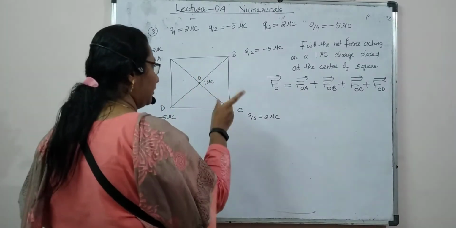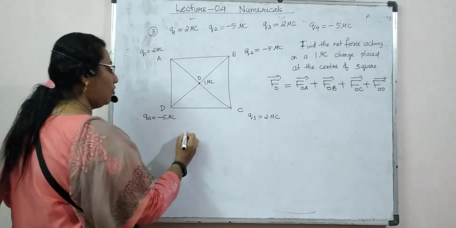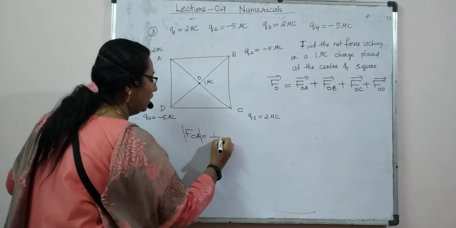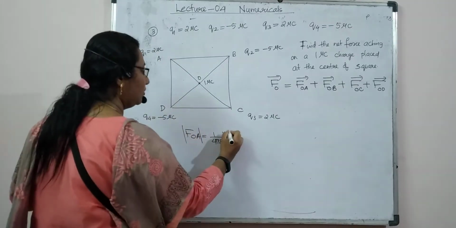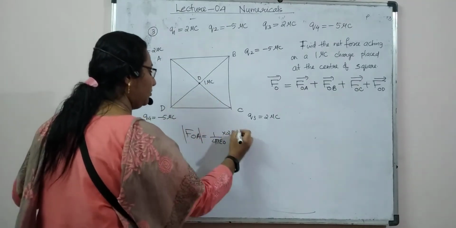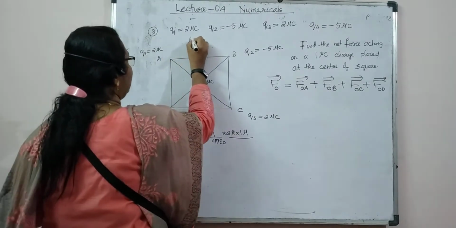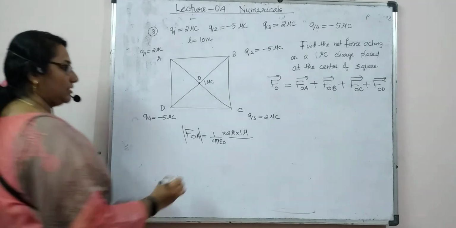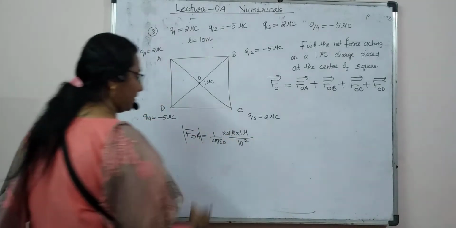We are taking the force individually. Here, the magnitude of force on O due to A is equal to 1 by 4 pi epsilon 0 into 2 mu into 1 mu by the distance squared. Suppose the side length of the square is 10 meter. It is given that the side length of the square is 10 meter. So we can write 10 square.